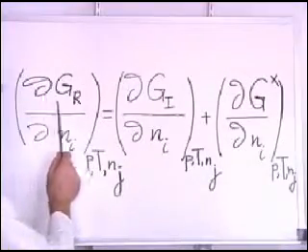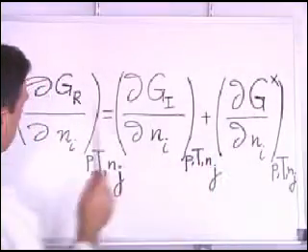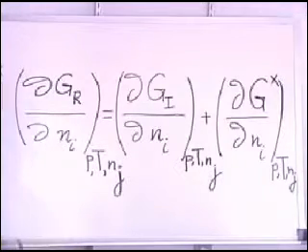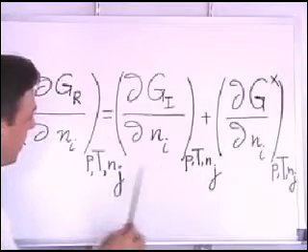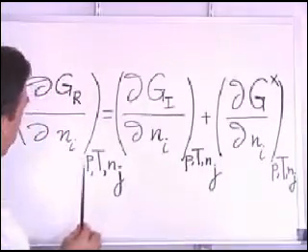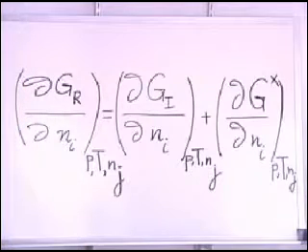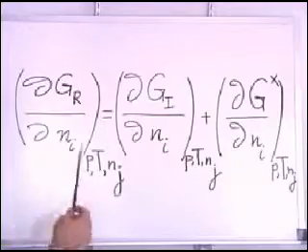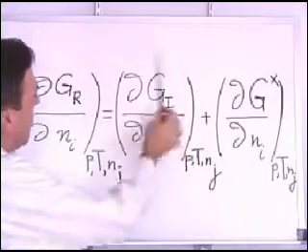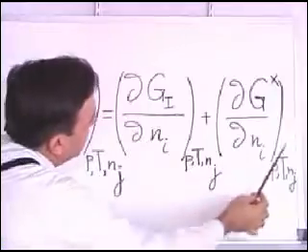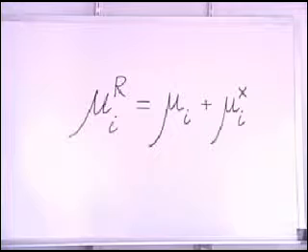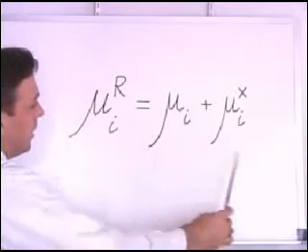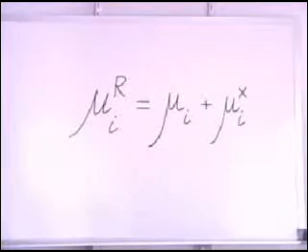We can relate these thermodynamic potentials to the number of moles of component I, while the number of moles of the rest of the components are held constant, as well as the pressure and temperature. These are, however, the chemical potentials of the real and the ideal solution, as well as the chemical potential of the interionic interaction. And this is how we symbolically denote these chemical potentials of the component I.